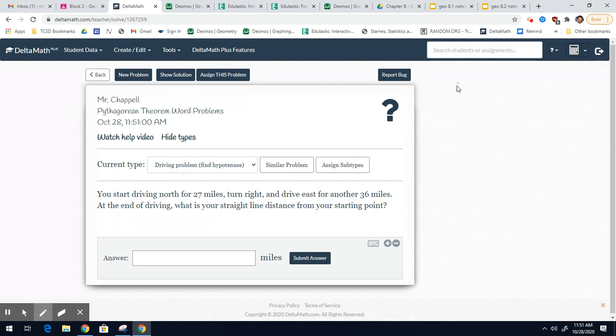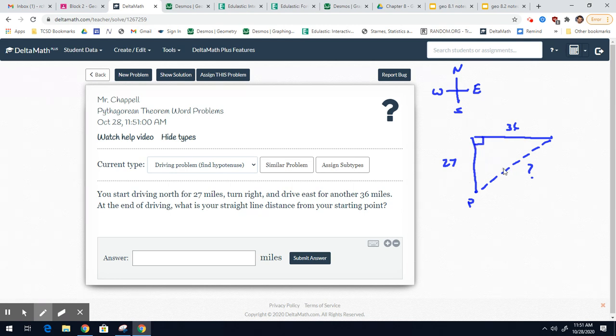So let's recall in a map, right? Here's my compass: north, south, east, west. So here's my starting point right there. Call it P, the point. It says you drive 27 miles north, then you turn right to drive east 36 miles. And the question is, what is this distance going to be? That's the question. Well, when you turned right, you made a right angle.